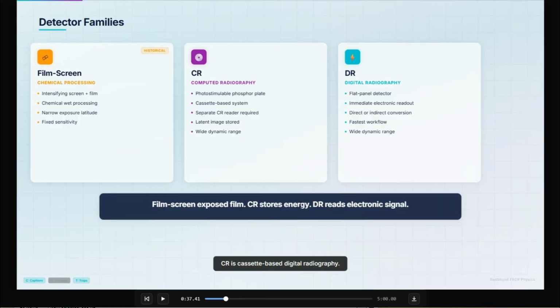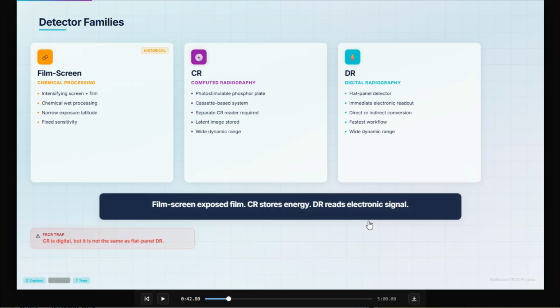So film-screen exposes film, and CR mostly stores energy, then is exposed to laser for readout, with white light used for erasure, whereas digital radiography mostly reads electronic signals. So remember, CR is digital, but it is not the same as flat panel DR.